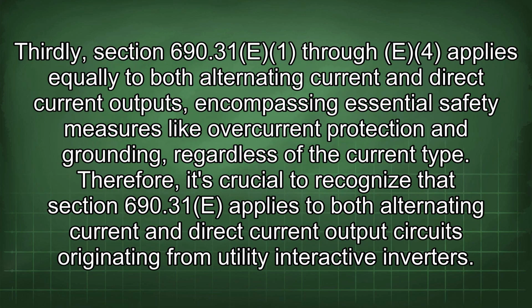Thirdly, section 690.31 through F applies equally to both alternating current and direct current outputs, encompassing essential safety measures like overcurrent protection and grounding regardless of the current type. Therefore, it's crucial to recognize that section 690.31 applies to both alternating current and direct current output circuits originating from utility interactive inverters.